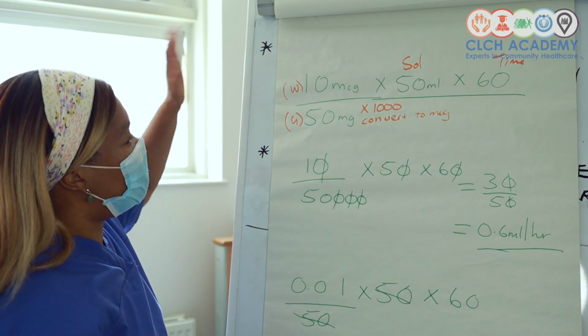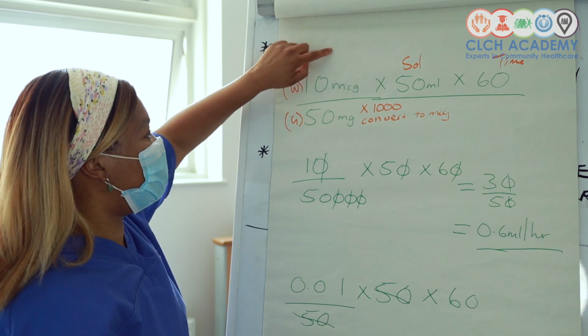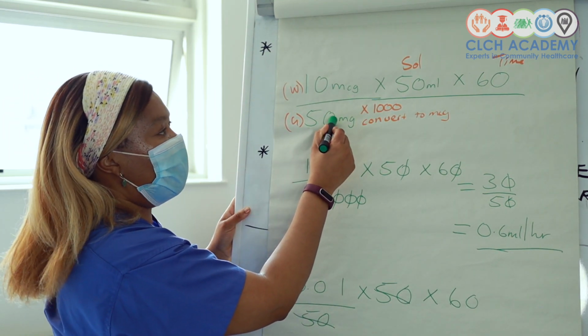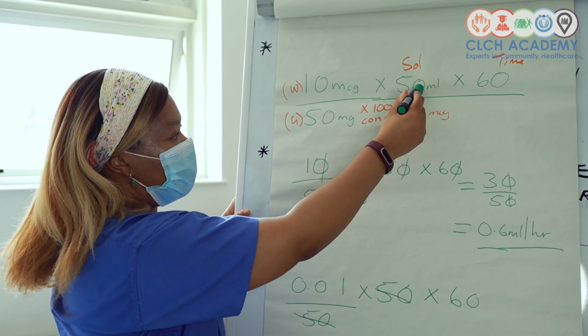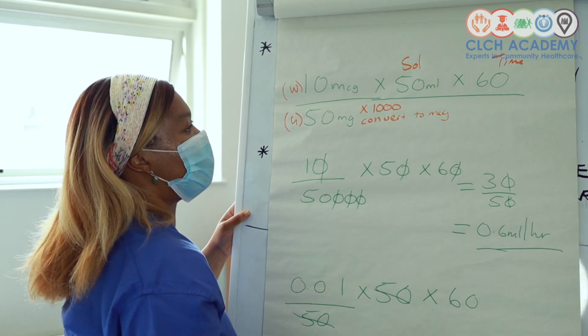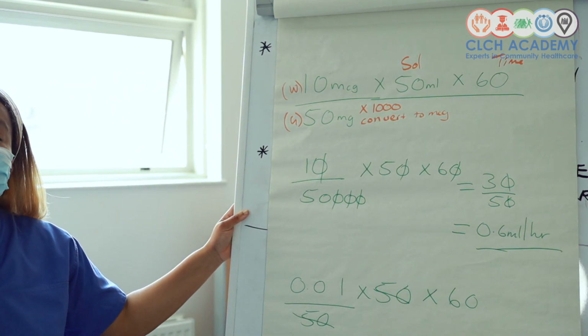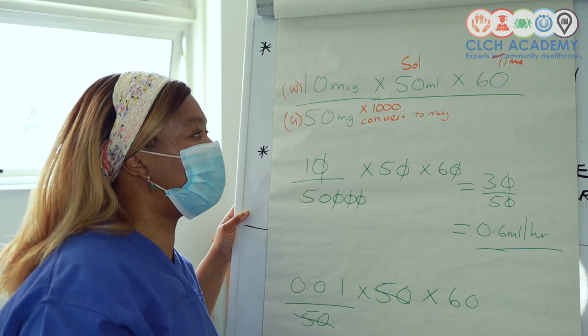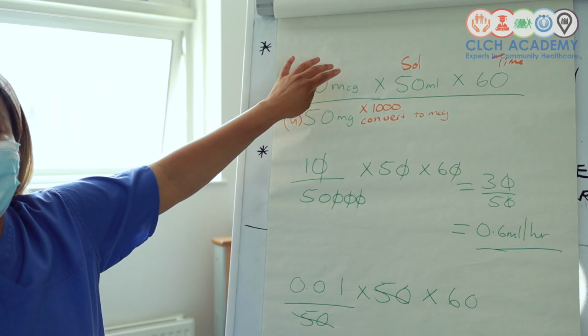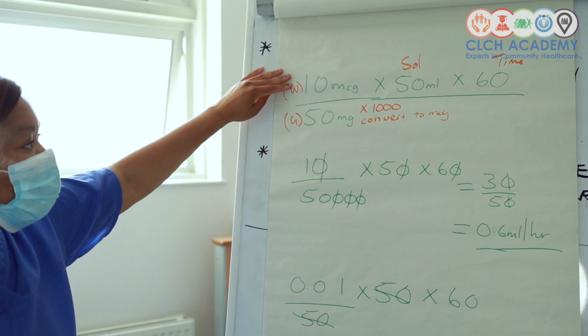So I've got 10 micrograms per minute. This is what I want to give. I've got 50 milligrams in 50 mils, and that's my solution, so that's what it comes in. However, I need to give it over 60 minutes. So at some point I'm going to need to multiply by 60, because initially I gave you micrograms per minute.